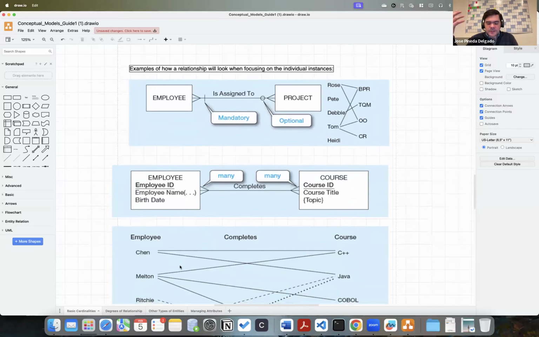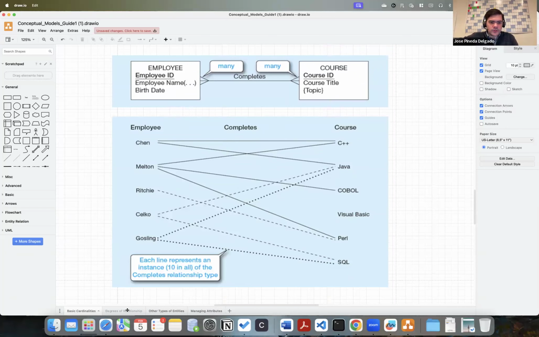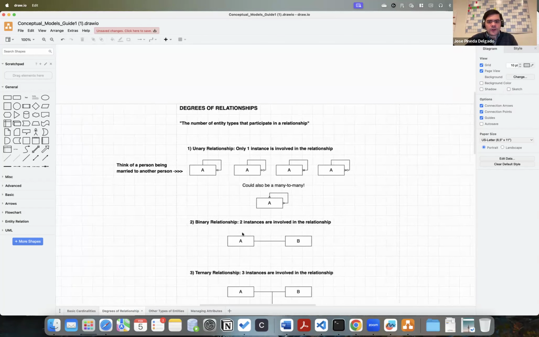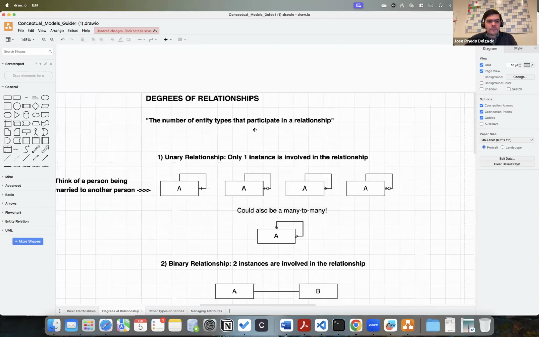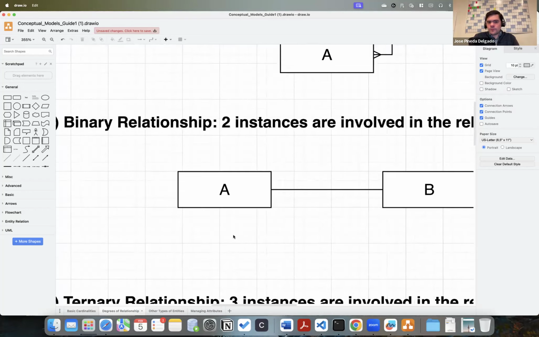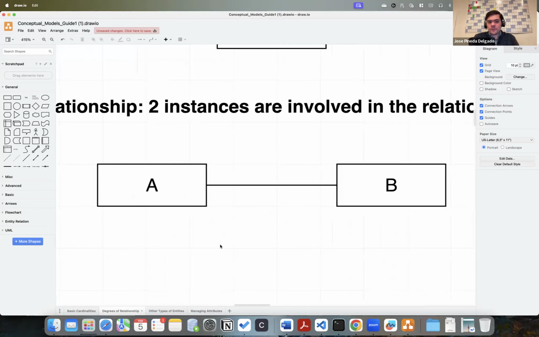We have several examples here. We have discussed this in the class, so I'm going to skip them for now. I'm just going to go into the degrees themselves. For any type of relationship we can have multiple different types of degrees. Degrees are just how many entities we have in one single relationship. The most common scenario is 2. That's what we were seeing before, and that's called a binary relationship, but it's not the only type.